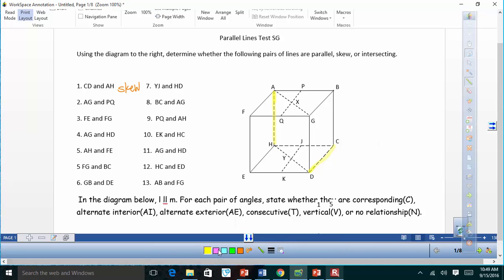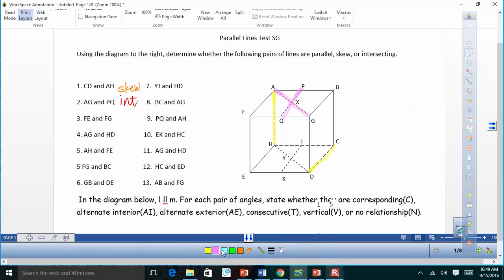Then we're going to look at AG and PQ. AG is this line right here. PQ is this line right here. Are those parallel? No. Are they intersecting? Yes, so we'd write intersecting.